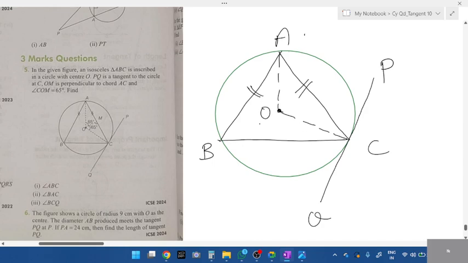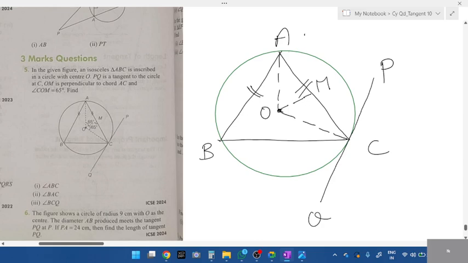Okay. In the given figure, an isosceles triangle. Read the question, students. All of you read the question. 3 marks question. Cherisha, did you solve the previous questions? Lemula and Cherisha? Okay. In triangle ABC, inscribed in a circle with center O, PQ is the tangent, students. Tangent to the circle. OM is perpendicular chord.